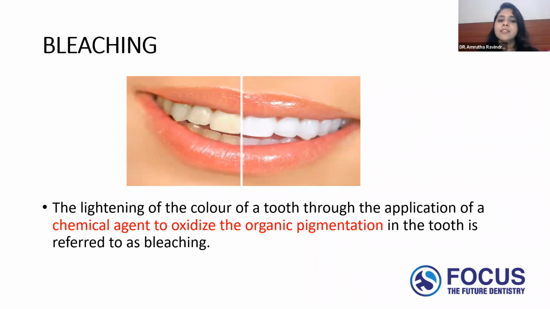Okay. So here we use a chemical agent. There are a few commonly used bleaching agents, and these bleaching agents act upon the chromophores, which are the color causing pigments, big organic molecules. They break them down into smaller light colored molecules. So that is said to be the chemistry of bleaching. Okay. So moving on.